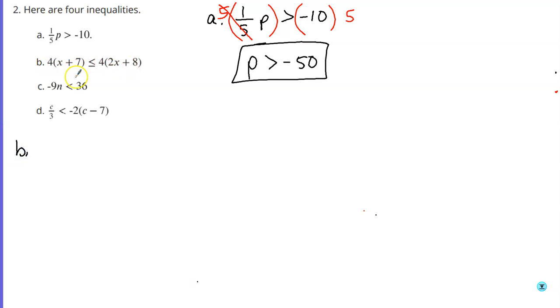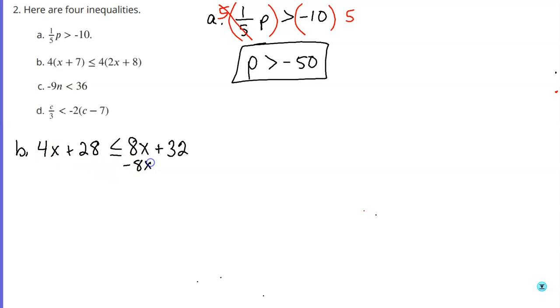First thing I'm going to do in B is distribute. You bet. So I get 4 times x. 4 times 7 is 28, less than or equal to. Multiply. 4 times 2x is 8x. 4 times 8, 32. If you want, you can pause the video and try it, and then start it up again.